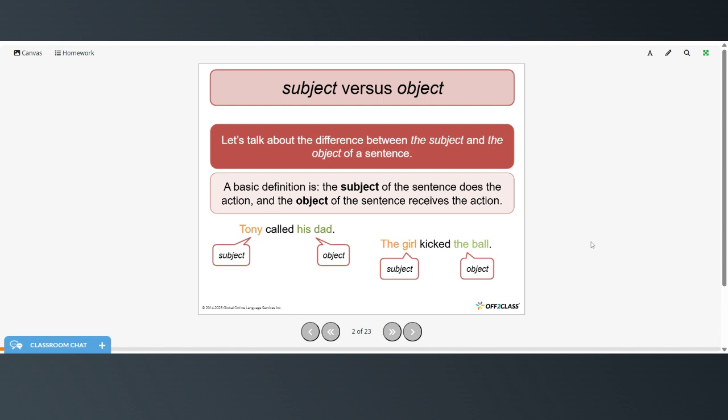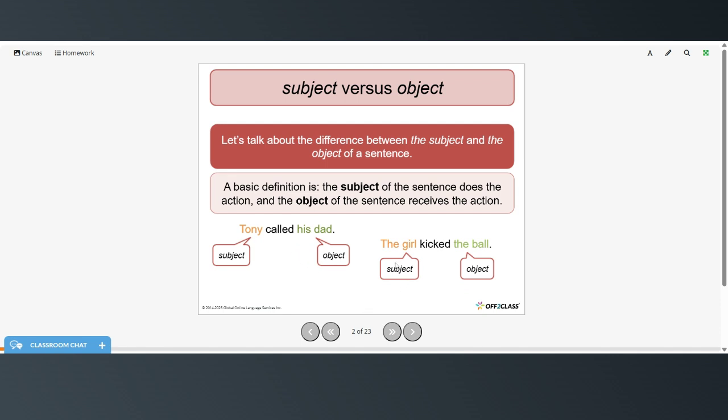So let's talk about the difference between the subject and the object of a sentence. The basic definition is: the subject of the sentence does the action, and the object of the sentence receives the action. For example, Tony called his dad. Tony is the subject because he is performing the action of calling, and his dad is the object because his dad is receiving the call.